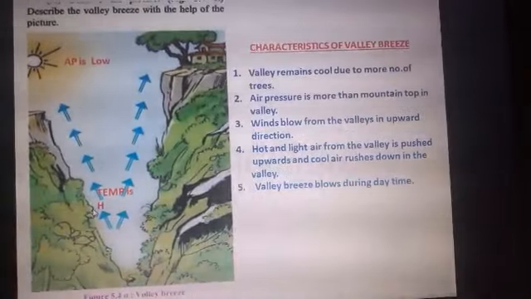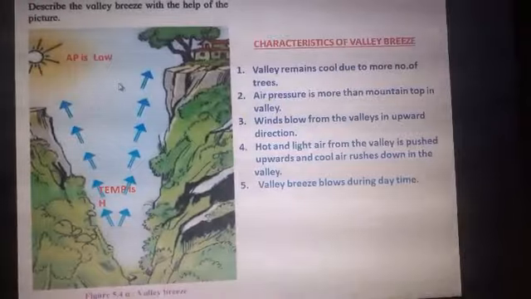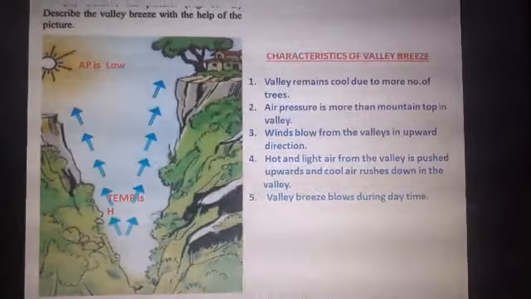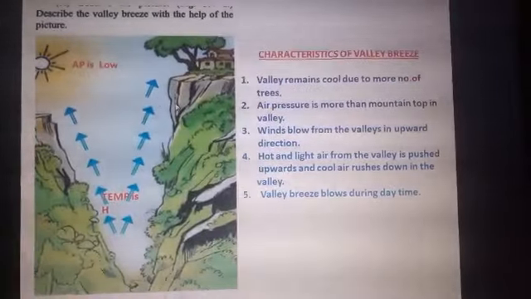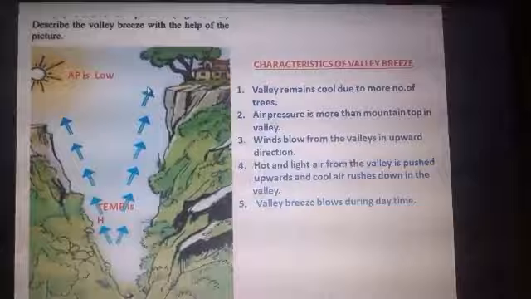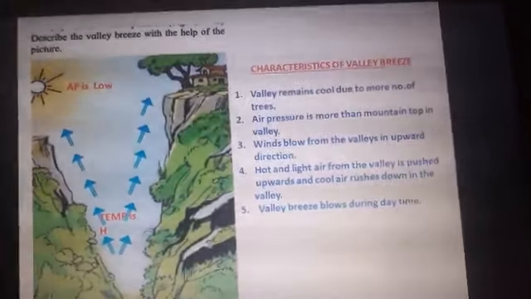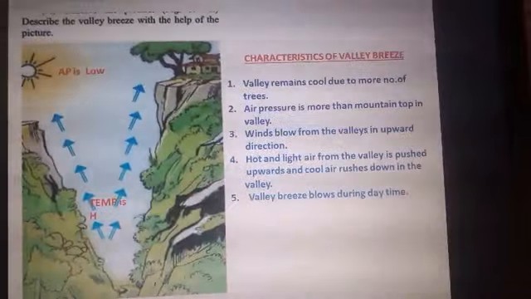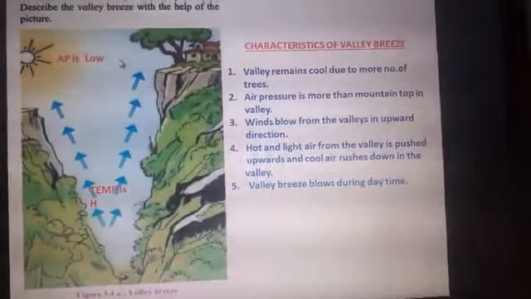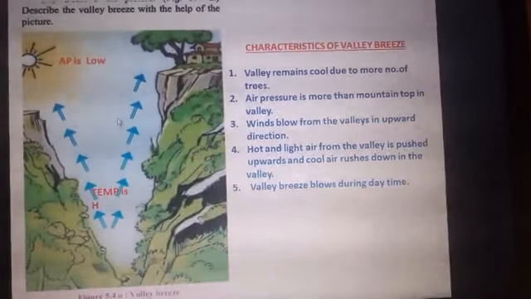H indicates what? High temperature. Okay. Whereas the air, when it moves up, that is the hot and light air from the valley, is pushed upwards. So when the air reaches a greater height, it becomes lighter in weight and it becomes cool. The air condenses, it becomes cool. So the air pressure is low. Okay, so we are going to study today the valley breeze with the help of this figure which is given.